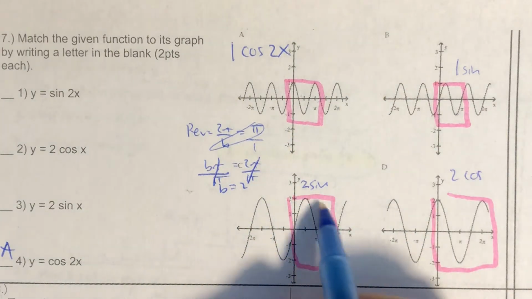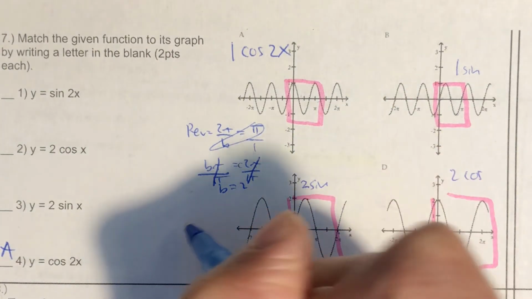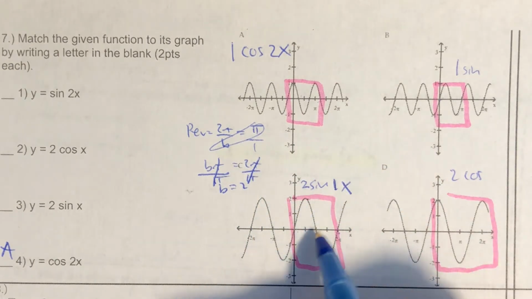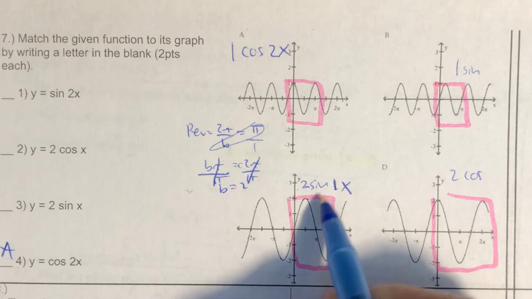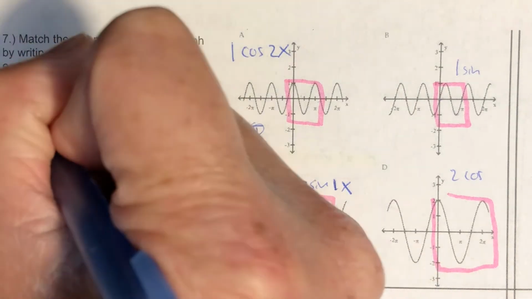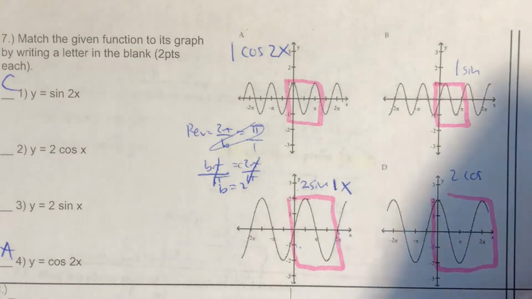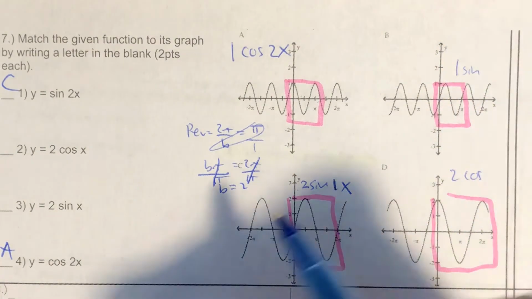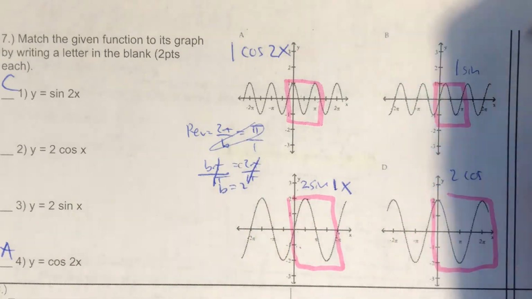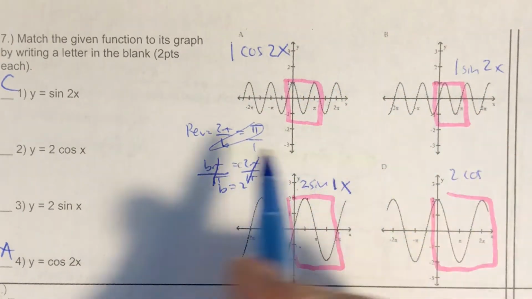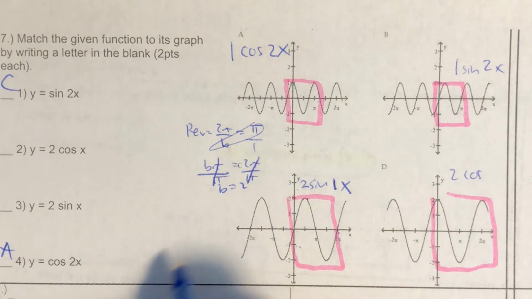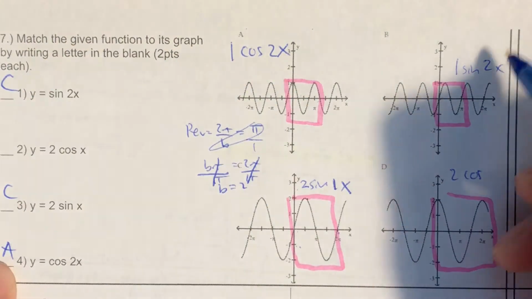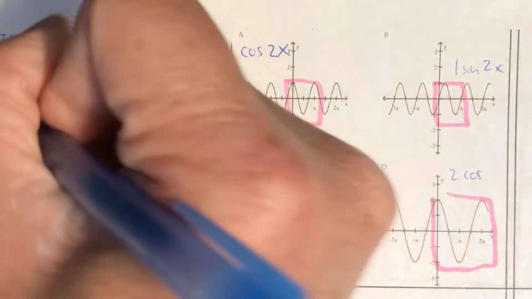Go down here, same thing, this one ends by 2 pi, so that would be a 1x, 2 sine 1x, this would be choice C. Here you have sine 1, finishes by pi, same thing. Your b value would be 2, so this is 1 times sine. Oh, I switched those around. This should be a C, and this one should be a B.